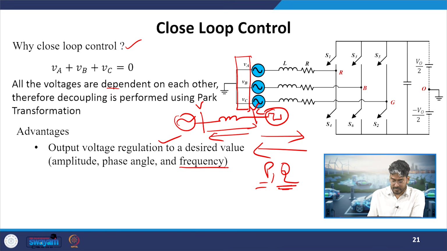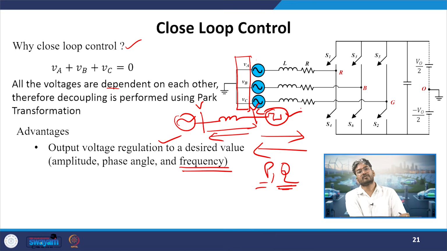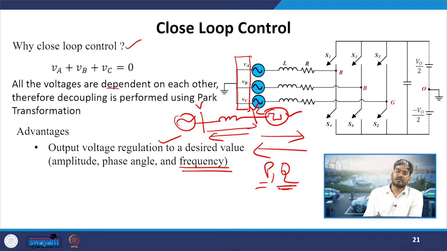So what is the importance of this frequency? That also we have discussed. The supply grid frequency and the voltage generated by the converter should have the same frequency, because we want synchronized operation, or we want to have the same frequency on the converter output as well as on the grid side.